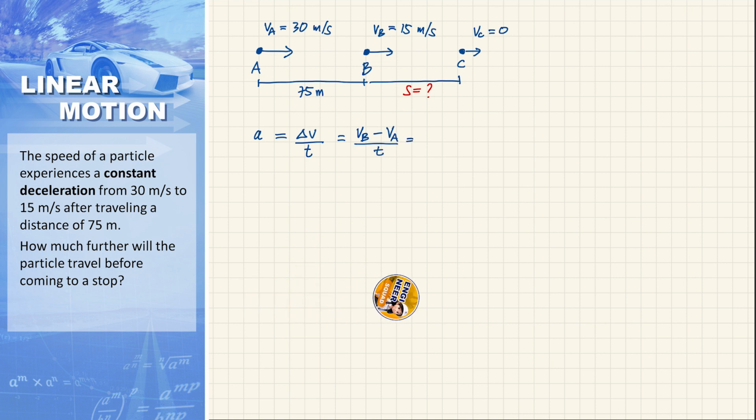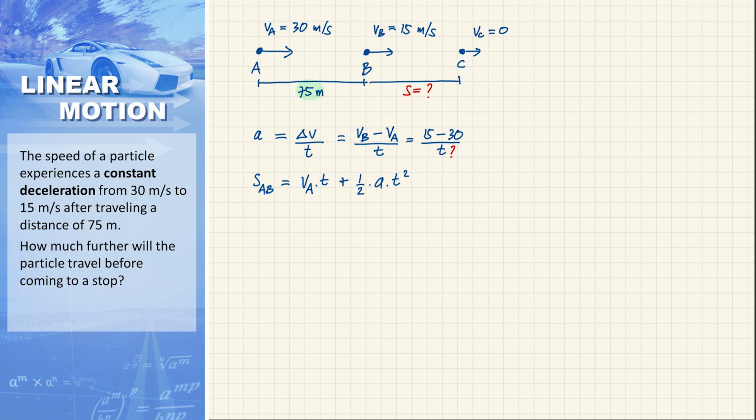It is given in the problem that VB equals 15 and VA equals 30. As for the value of t, we do not know it and need to define it. To find t, we will use the distance equation. The distance between A and B, or SAB, equals the initial velocity multiplied by t, plus 1/2 times A times t square. The initial velocity here is VA.